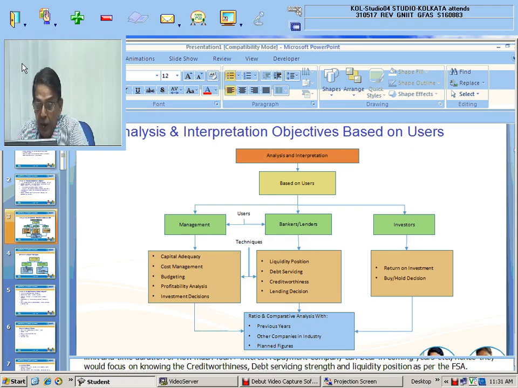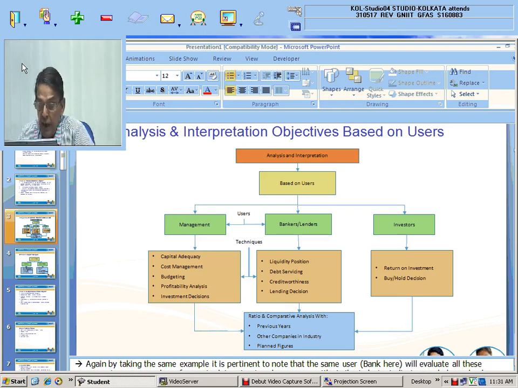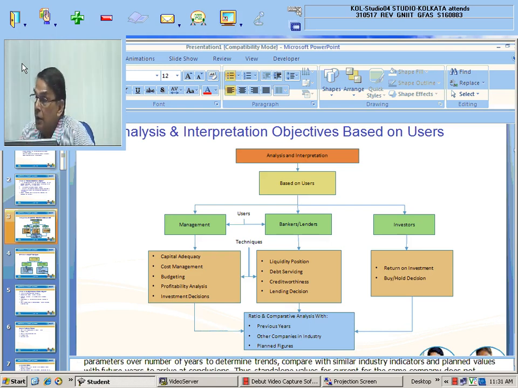Again, taking the same example, it is pertinent to note that the same user will evaluate all these parameters over a number of years. They will not look at only one year's financial statements. They will look at all the parameters over a number of years to determine the trends, compare with similar industry indicators, and planned values for future years to arrive at a conclusion. The standalone values for the current year for the same company don't give us much to interpret. So we have to compare with the parameters for the previous years to know the trend. Financial statement analysis also consists of comparison of trends for the same company over a period of time and comparisons of different companies either in the same industry or in different industries.